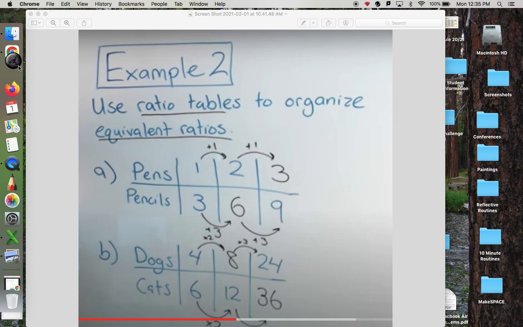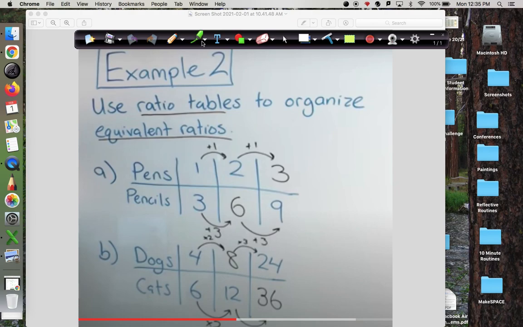Let me pull out my tool where I can write on top of this. Let's say that we had one pen for every 3 pencils. The phrase "for every 3" is an important idea. One pen for every 3 pencils. Then if we had 2 pens, we'd have 6 pencils. If we had 3 pens, we'd have 9 pencils. So there are 2 ways that we can think about this.